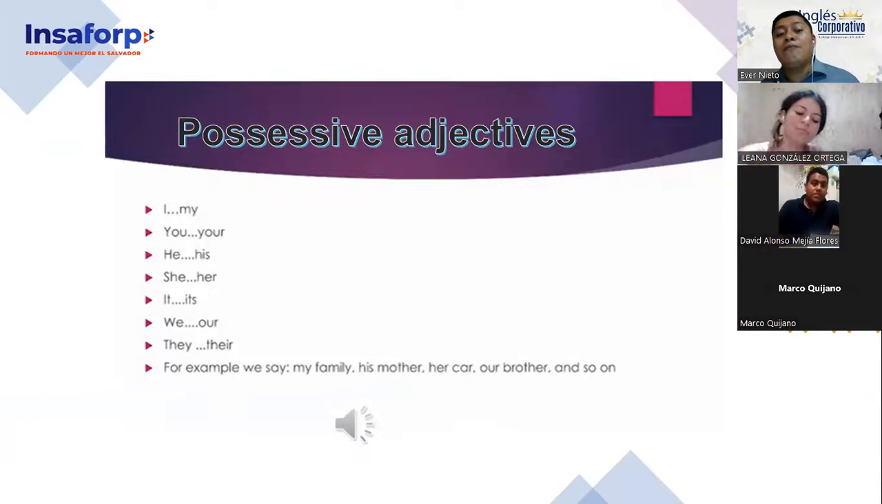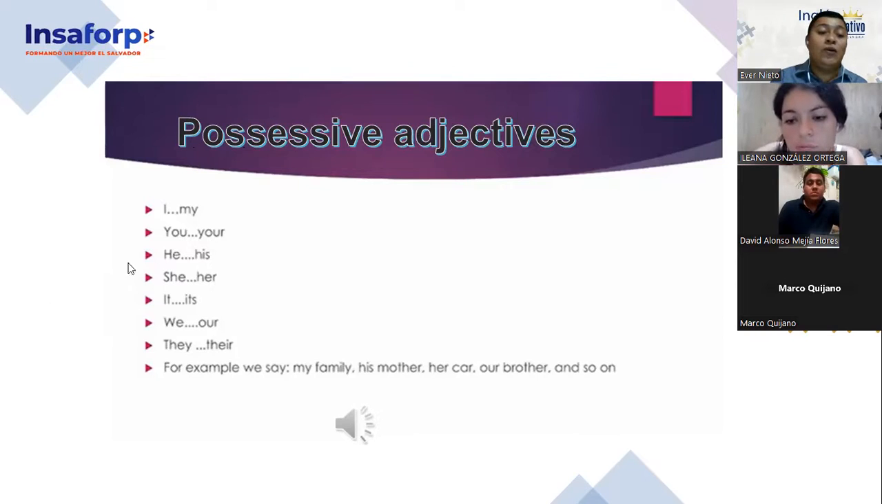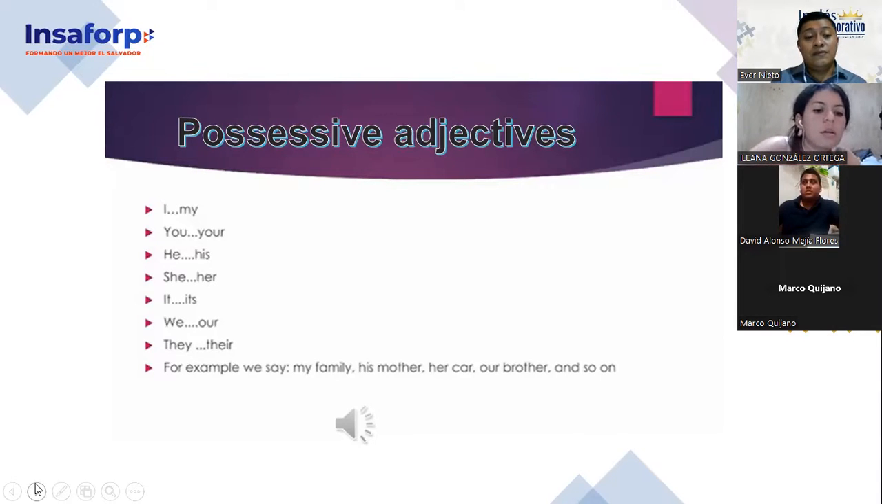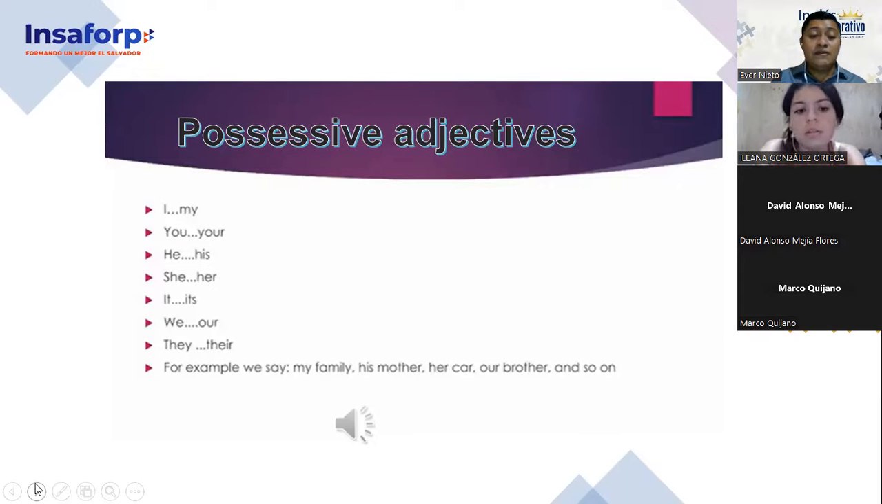And I have here some examples. My family, his mother, her car, our brother, and so on. Y así, para ir diciendo lo que le pertenece. Veamos. So remember, I, my, you, your, he, his, she, her, it, its, we, our, they, their. For example, we say, my family, his mother, her car, our brother.